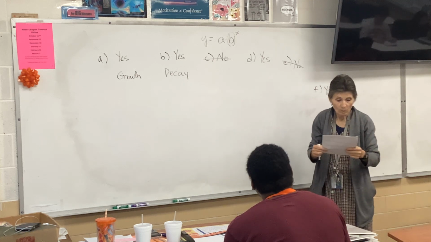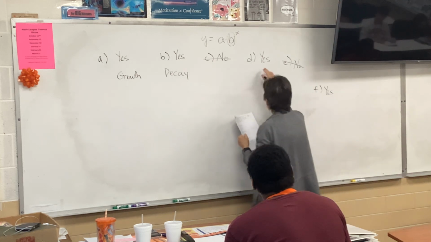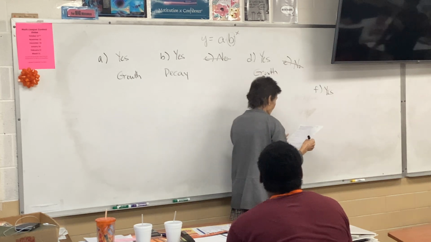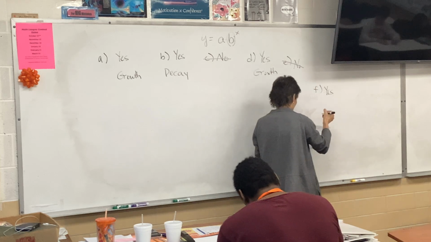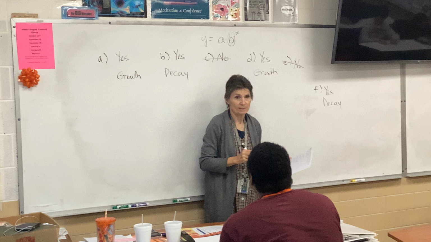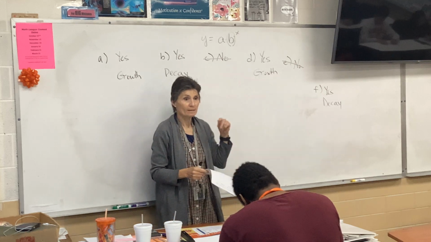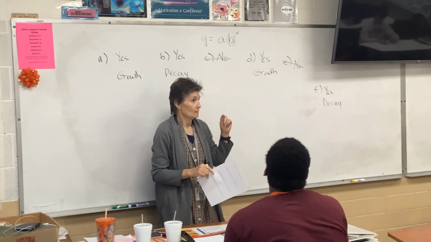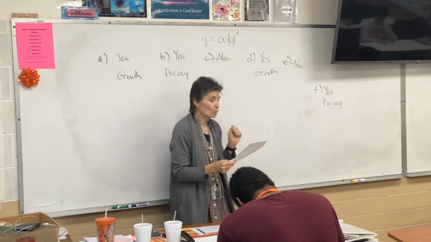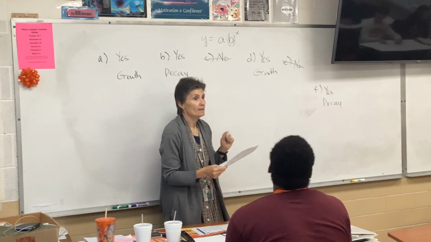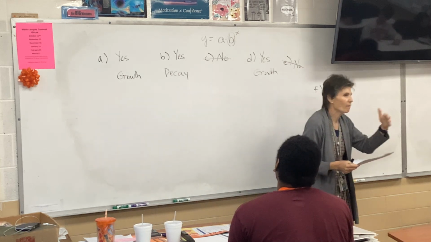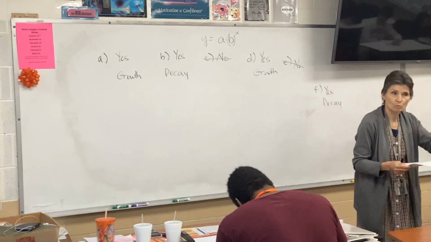All right? So what do you think about D? Growth. And what do you think about F? Decay. All right, are we all set on that? We can tell if we are growing or decaying. All right, next. State the rate of growth or decay. Now that is going to be a percentage, like 12% growth, or 12% decay.